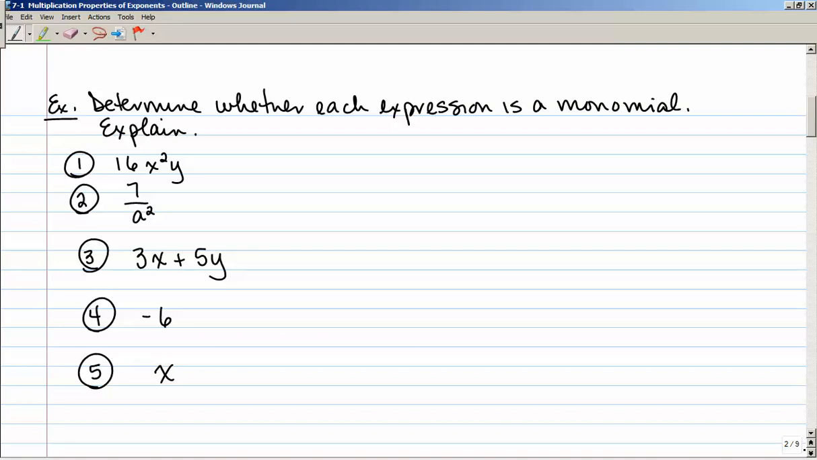Okay, so first examples here. Determine whether each expression is a monomial and explain. So 16x squared y. Yes, that is a monomial because it's only the product of numbers and variables. Product means multiplication. That's just 16 times x times y. Second example, 7 divided by a squared. That is not a monomial because it has a variable in the denominator. Remember, a monomial does not have any variables in the denominator.